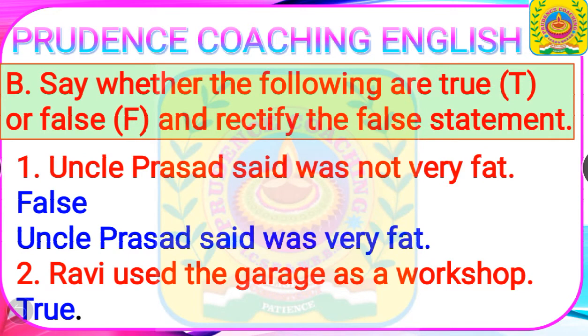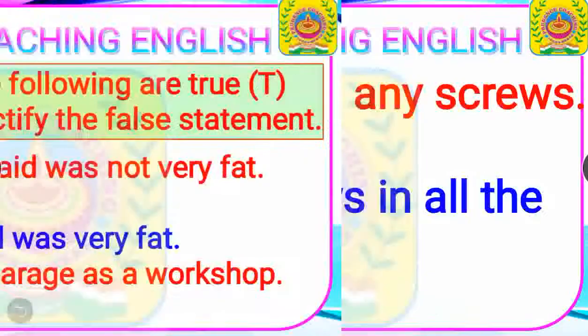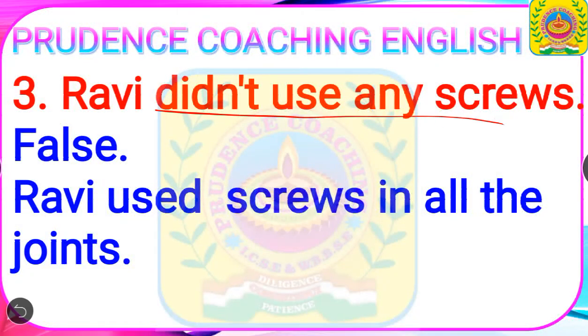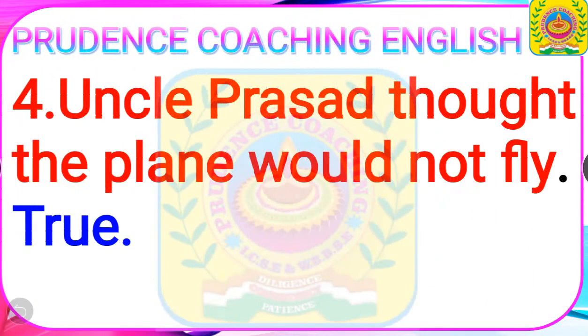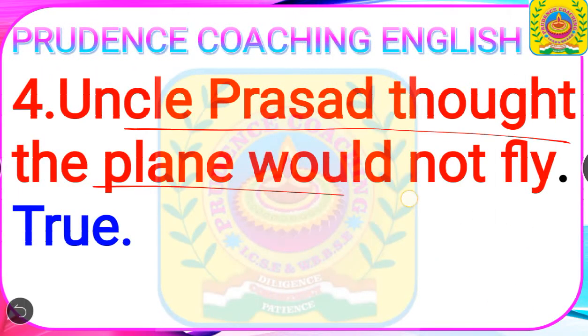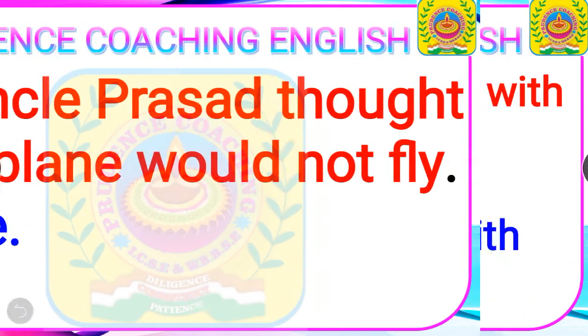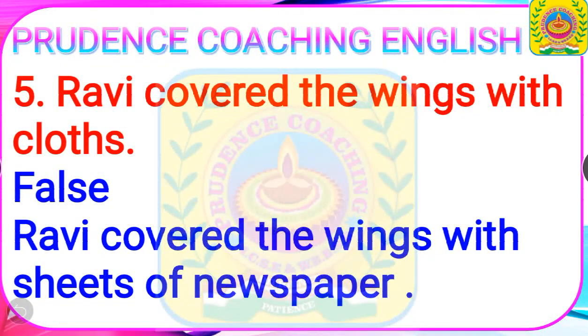Next, second question. Ravi used the garage as a workshop. Answer. This is true. Next is Ravi didn't use any screws. False. Ravi used screws in all the joints. Next question is Uncle Prasad thought the plane would not fly. True. This was a true statement. Next is Ravi covered the wings with clothes. False. Ravi covered the wings with sheets of newspaper.